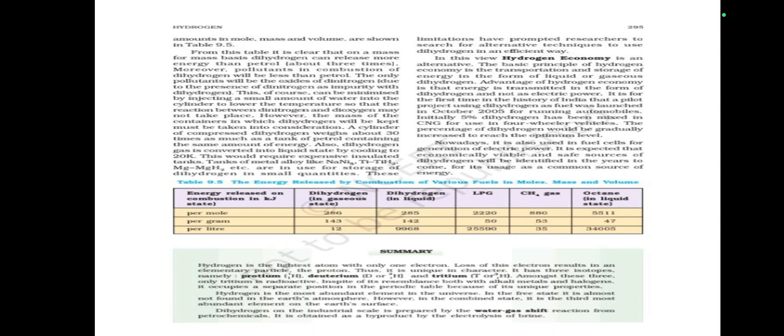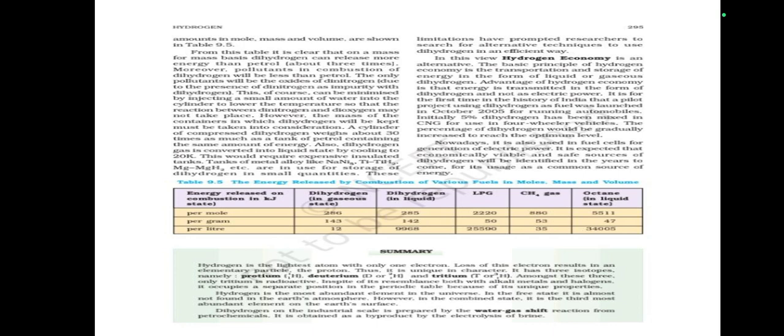It has three isotopes, namely protium, deuterium, and tritium. Amongst these three, only tritium is radioactive. In spite of its resemblance to both alkali metals and halogens, it occupies a separate position in the periodic table because of its unique properties. Hydrogen is the most abundant element in the universe.